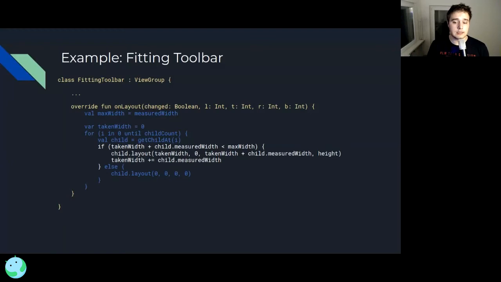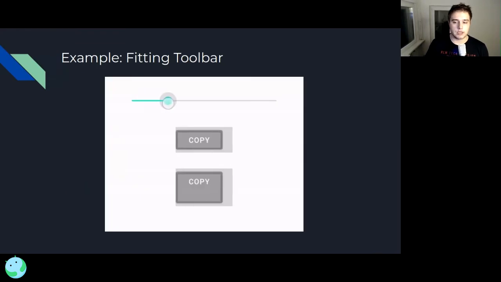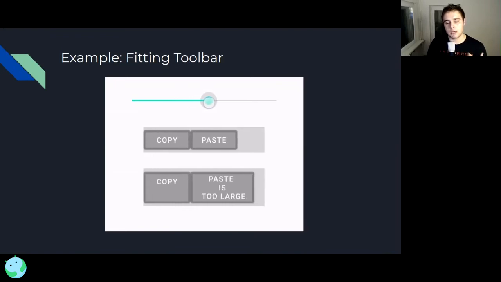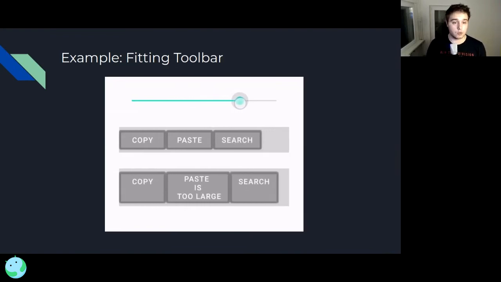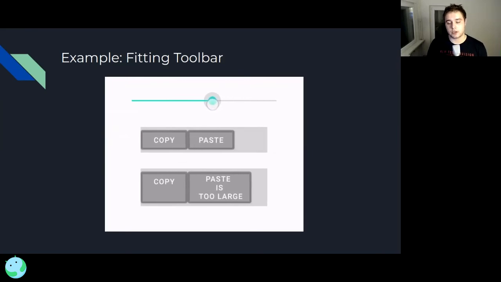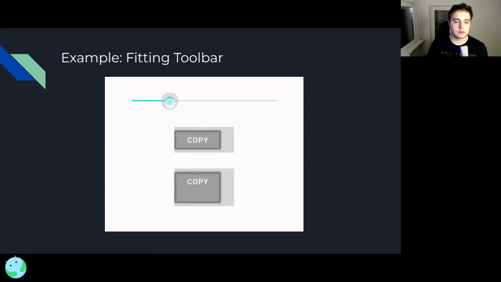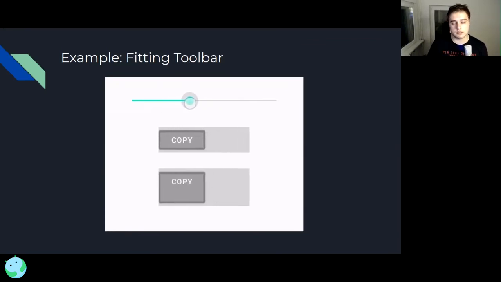In the case that this doesn't fulfill the conditions, so the menu item doesn't fit into the toolbar, we're going to call layout 0, 0, 0, 0, which means the view will not even be shown there. It will just be crumbled. And this is what you get. For example, I added this slider, with which I'm actually controlling the width of this toolbar. So you can see in the implementation, first, if you look at the top toolbar, as there's no space for items, they just get removed. As soon as there's space, they get added.